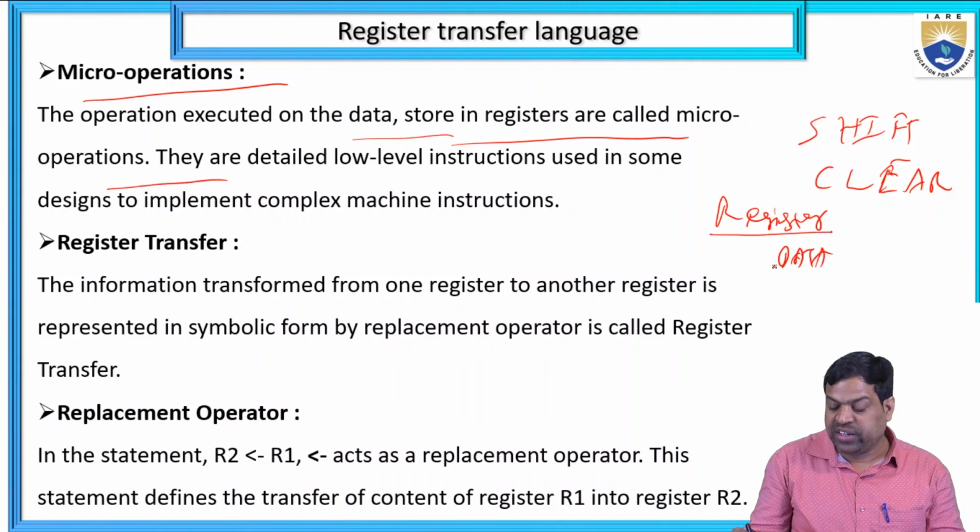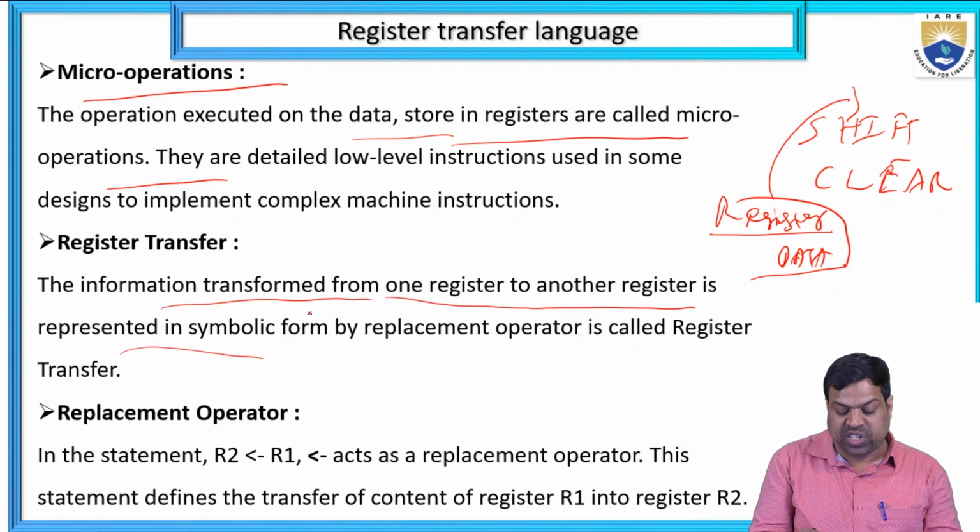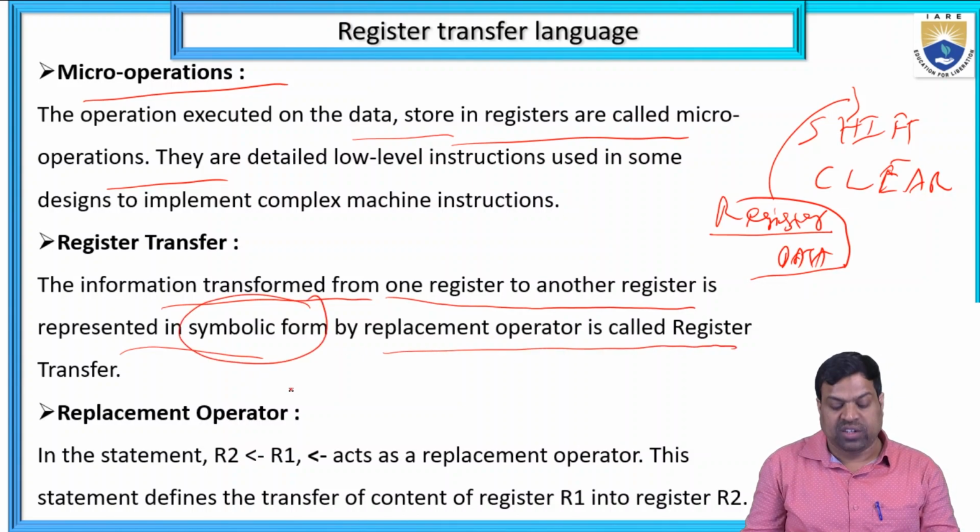Okay, I need a register, and I need data to perform the shift operation or clear operation, etc. That is called micro operations. Okay, these are called micro operations. And register transfer means we are transferring the data of registers from one form to another. The transfer of one register to another register is represented in symbolic form, as a replacement operation, called register transfer.